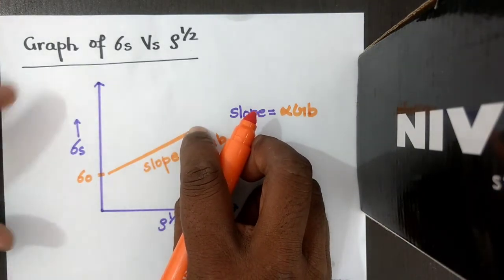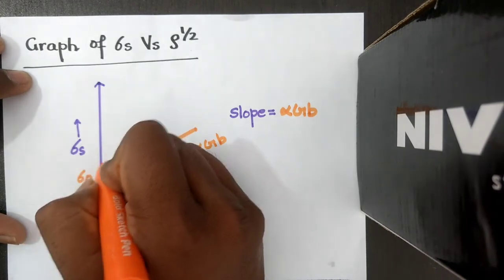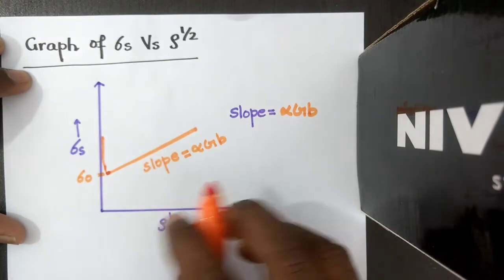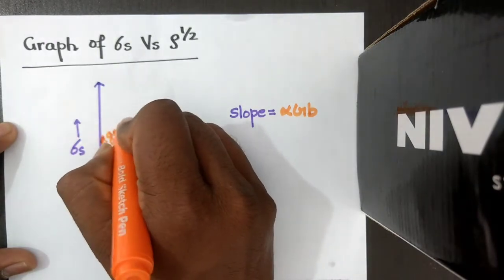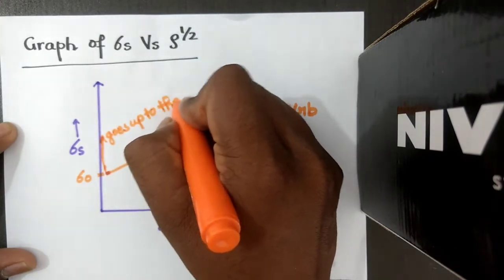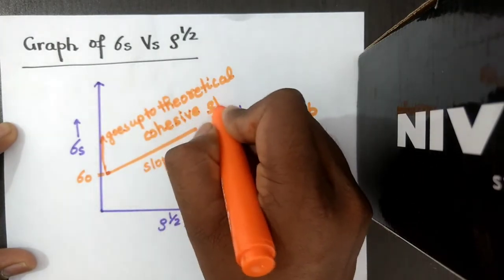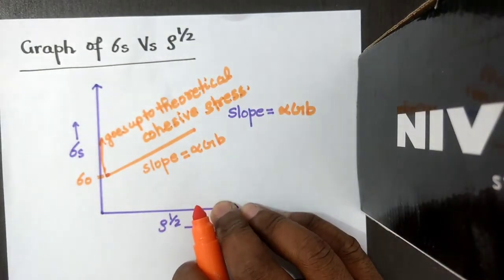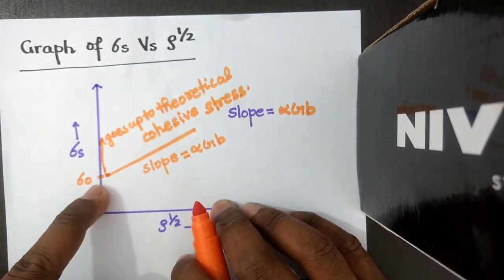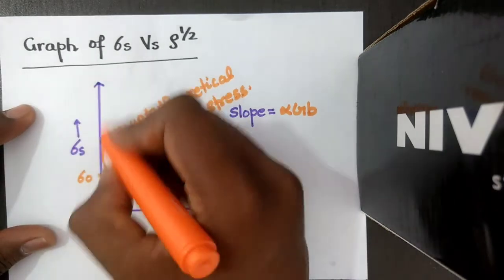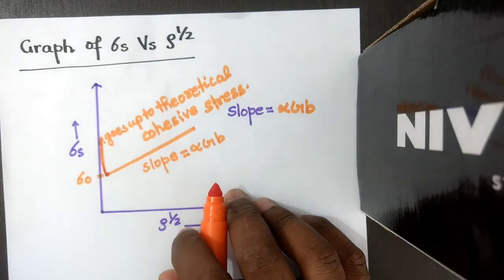But when the dislocation density is very, very low, when it approaches zero, the stress increases tremendously and becomes equal to the theoretical cohesive stress. So when there is not a single dislocation in the crystal, the yield stress will be very, very high. As the dislocation density approaches zero, the yield stress goes up to the theoretical cohesive stress. This is very important in this graph.